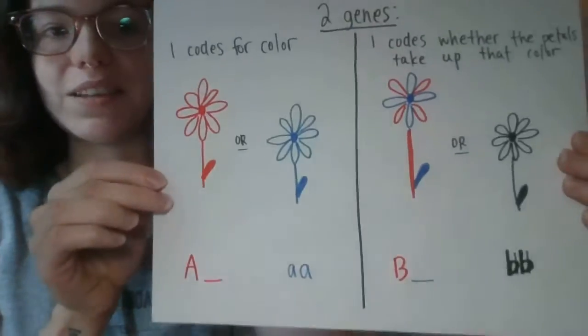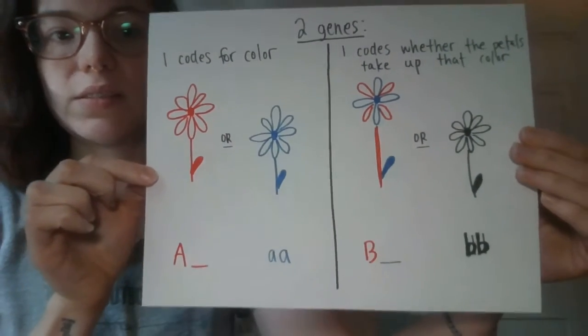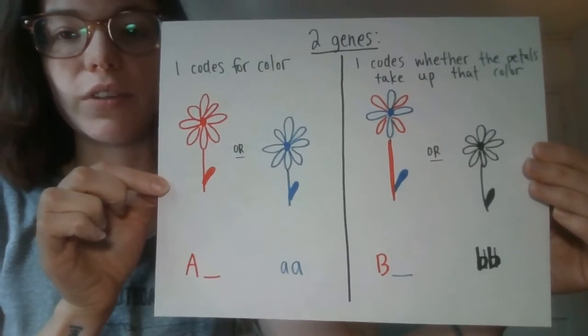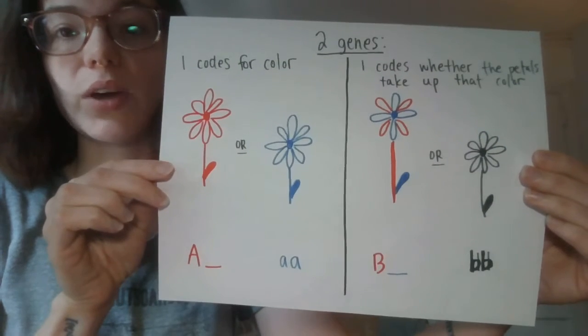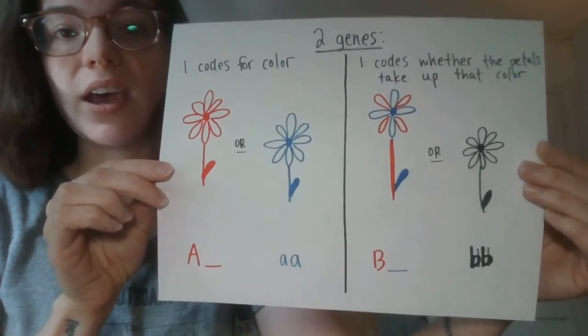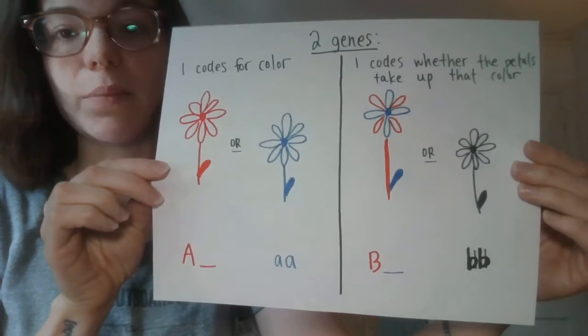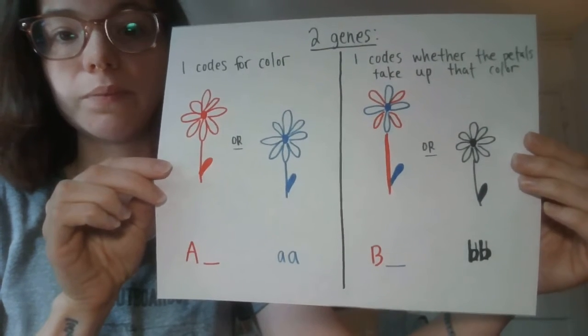In honor of the upcoming July 4th holiday, we'll call this the America flower. So let's assume that coloration in this particular flower is controlled by two different genes. One gene that encodes for either red or blue color, which we'll call the A gene, and another gene that allows the petals to take up that color, which we'll call the B gene.